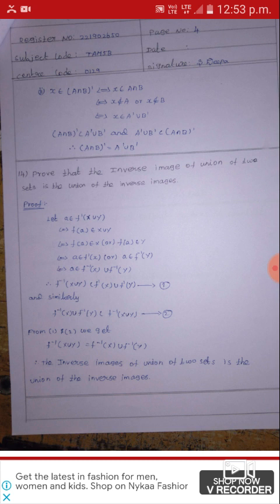Similarly, we can prove for x belongs to (A intersection B) dash. In the same way, we get (A intersection B) dash is a subset of A dash union B dash, and A dash union B dash is contained in (A intersection B) dash.